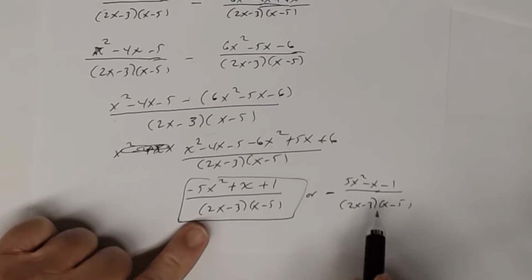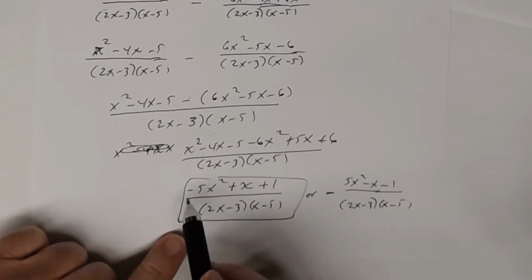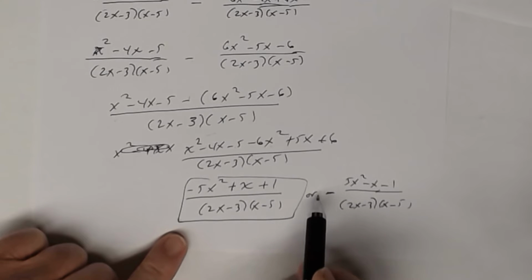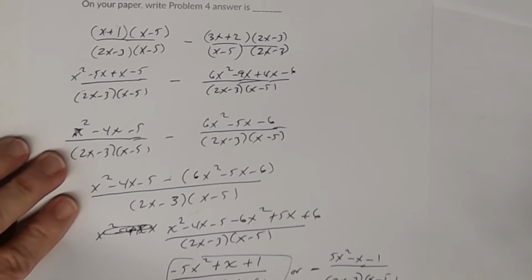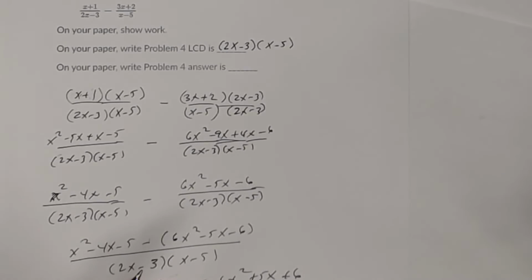Now that's what I saw. But most students will leave it like this. They won't factor out a -1 from that numerator. Okay? All right, but there's the work. So quite a bit of work here for this problem. All right, let's look at number 5.